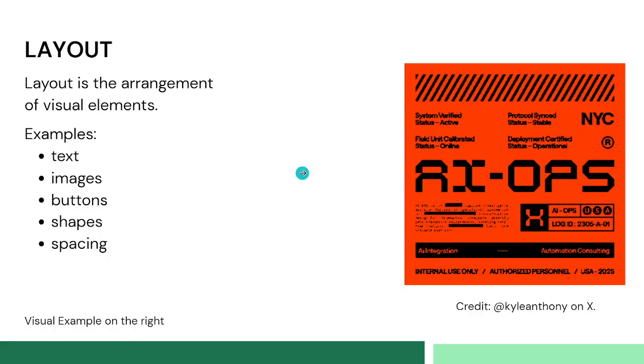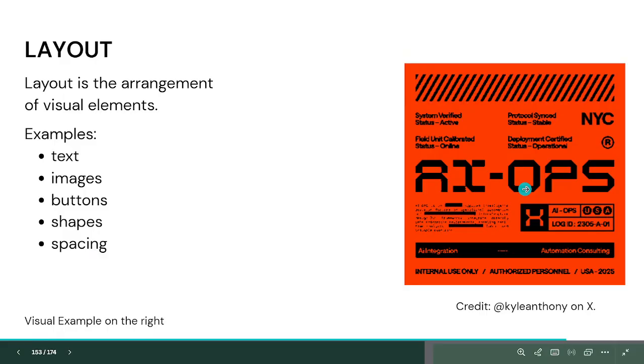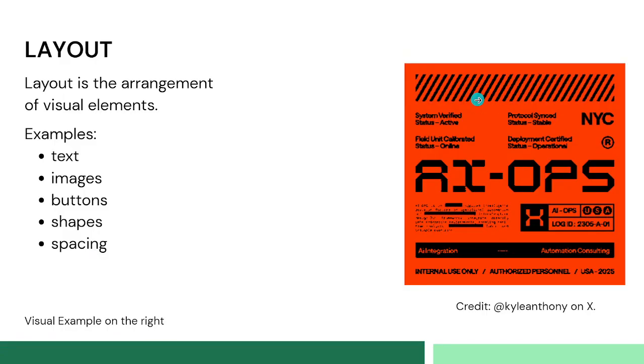And now, what is layout? Layout is basically the arrangement of visual elements. So layout is how your elements appear on a piece of design. And the examples of elements that appear in layout are text, images, buttons, shapes, and spacing. And there's a visual example here by the right. The credit goes to Kyle Anthony on X. We can see the proper use of layouts in this design.